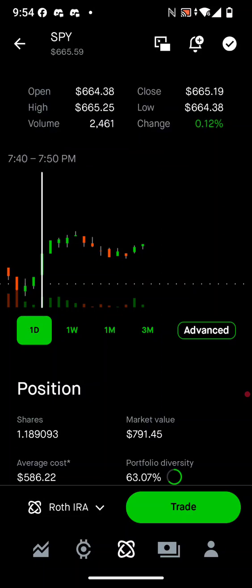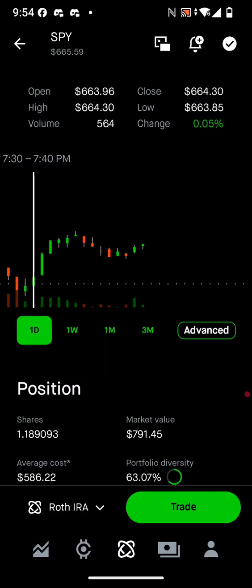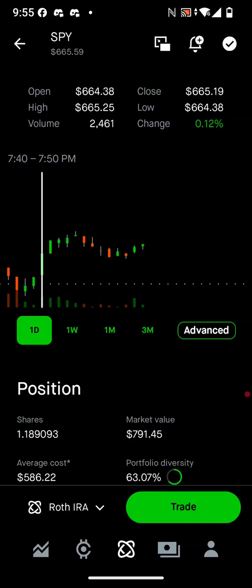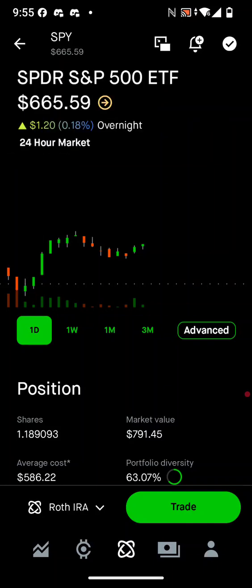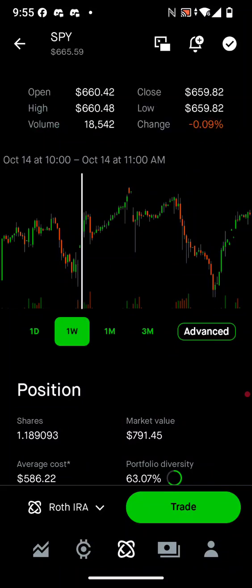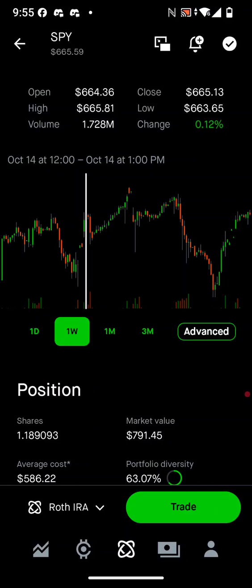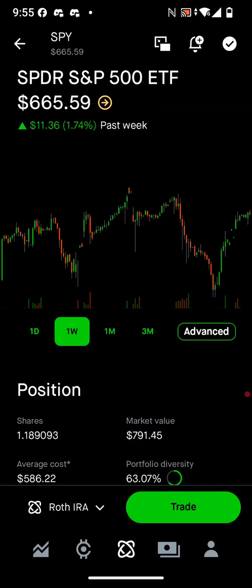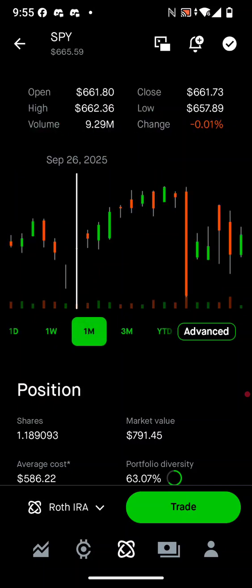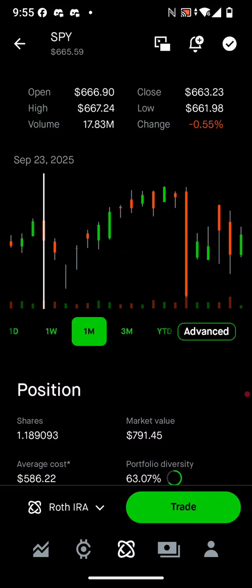That's the second thing I'm going to show you. Look, you see the time frame at the top? It says 7:20, 7:30, 7:40, 7:50. This is a 10-minute chart. If I switch to this next one, it says 9, 10, 11, 12, 1. This is a 1-hour chart. And if I go to this next chart, you see it says September 22nd, September 23rd. So this is a day chart, and so forth.